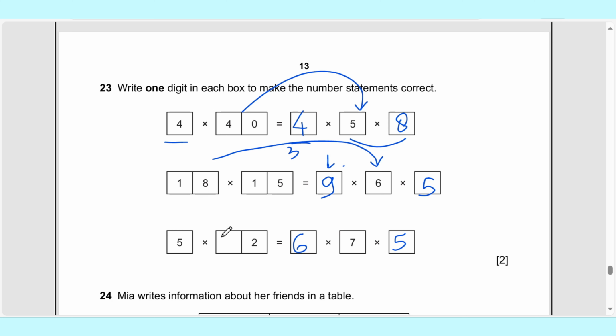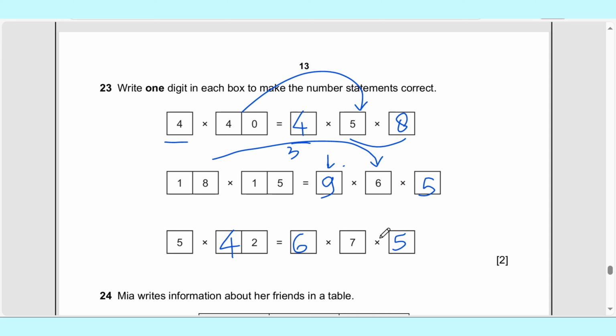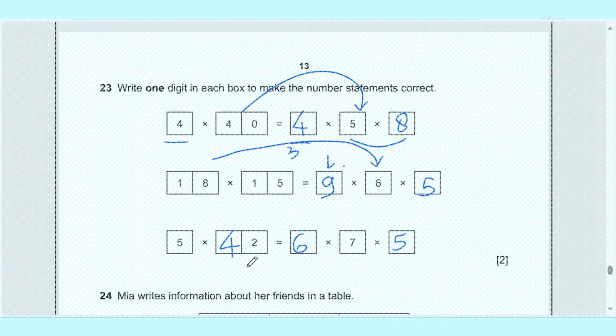Now for this one, since it has the factor of 5, we just write 5 here, and there is 7, so we take any multiple of 7 that will end with 2, that is 7 times 6, so it's 42. So that's the answer. Next.